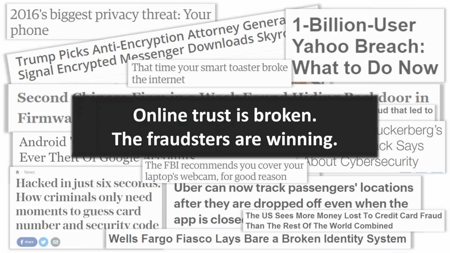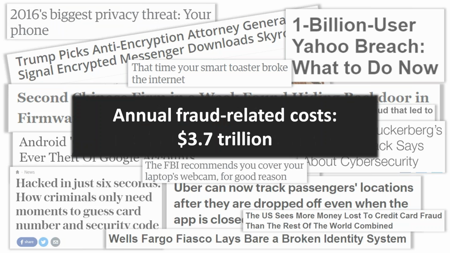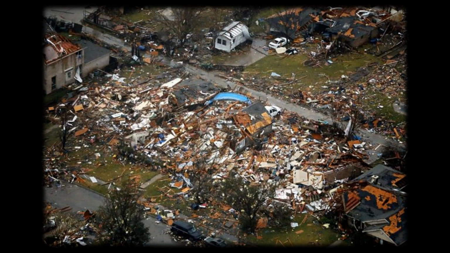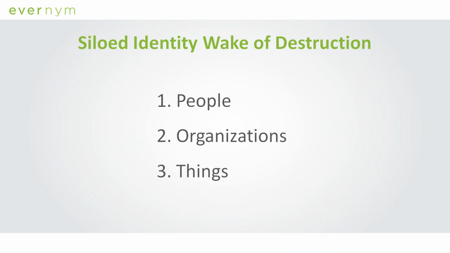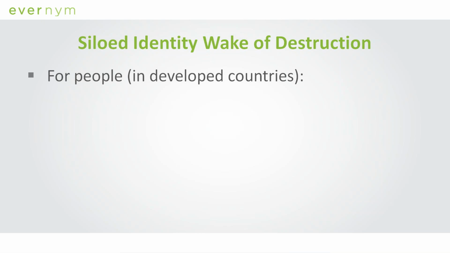Online trust is broken and the fraudsters are winning, and the reason I say that is because fraud-related costs are absolutely out of control, and they're getting higher. It's about 5% of the global economy. A siloed identity leaves an absolute wake of destruction. And it does it for not only people, but also for organizations and now things, which is really scary.